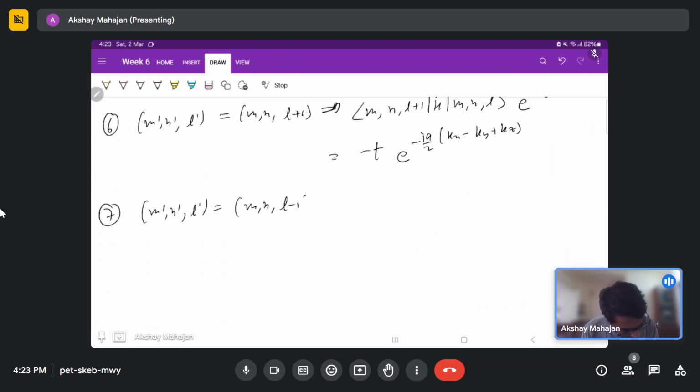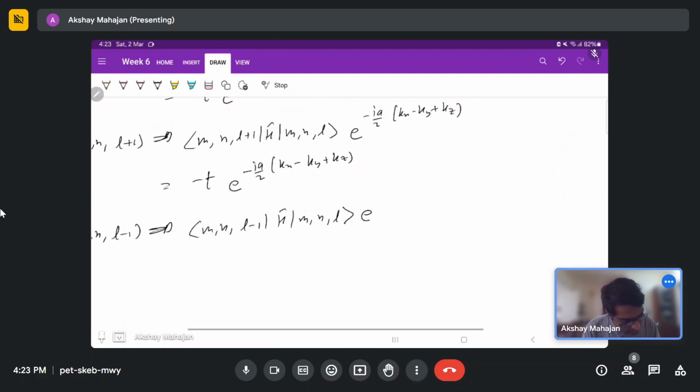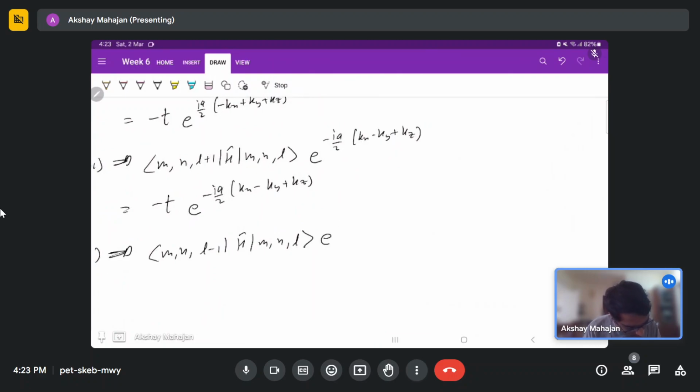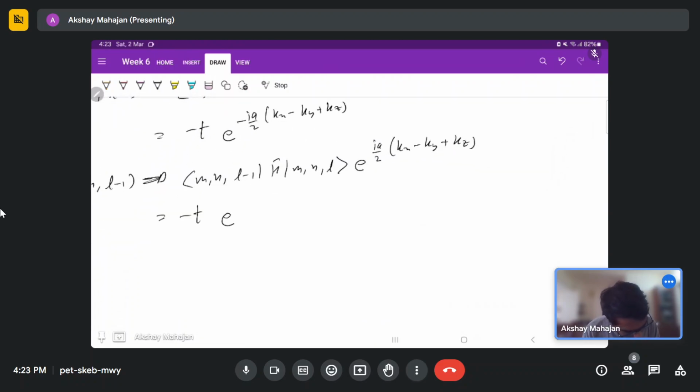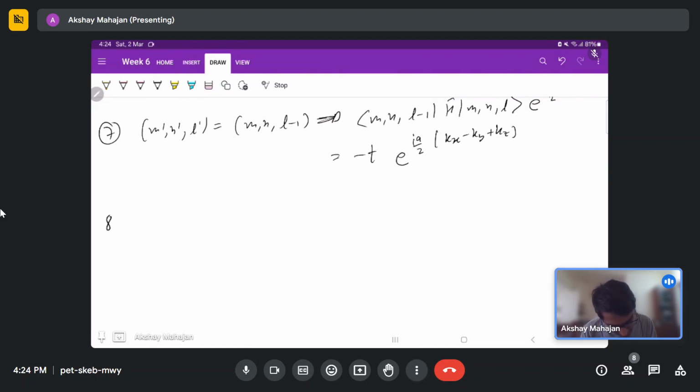m, n and now the l minus 1 neighbor. So there will be m comma n comma l minus 1, H cap m comma n comma l, epsilon to the power. This will be negative, so this will be positive now, e to the power iota a by 2 (kx minus ky plus kz). So this will be minus t times e to the power iota a by 2 (kx minus ky plus kz). And then we have our eighth term.